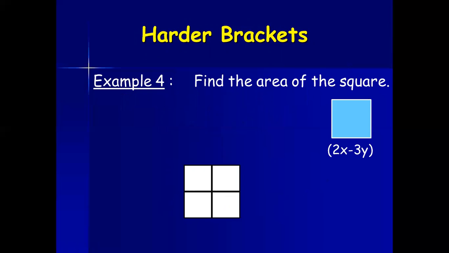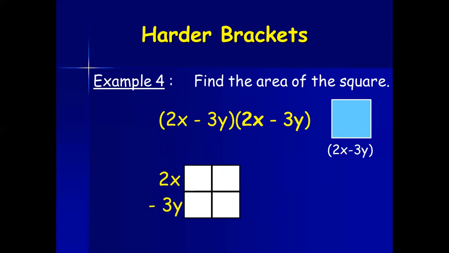Find the area of the square, and he gave me a square with side length 2x minus 3y. Let's see. The area of a square is side times side, so I multiply 2x minus 3y by 2x minus 3y. Okay, I will put them on the sides of the floor. So I will put 2x on the first square, and then I put -3y under it, and then 2x on the first square, and then -3y beside it.